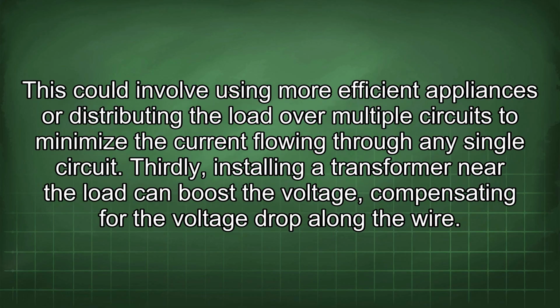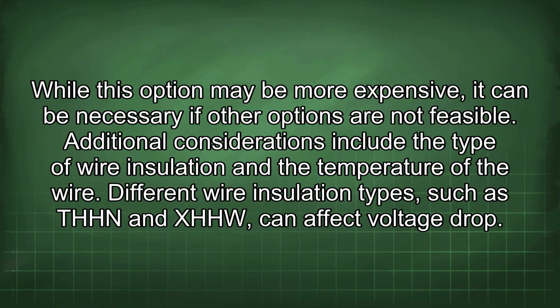This could involve using more efficient appliances or distributing the load over multiple circuits to minimize the current flowing through any single circuit. Thirdly, installing a transformer near the load can boost the voltage, compensating for the voltage drop along the wire. While this option may be more expensive, it can be necessary if other options are not feasible.